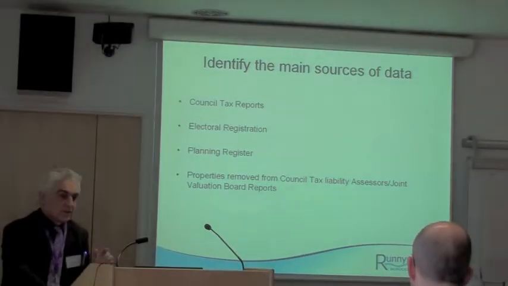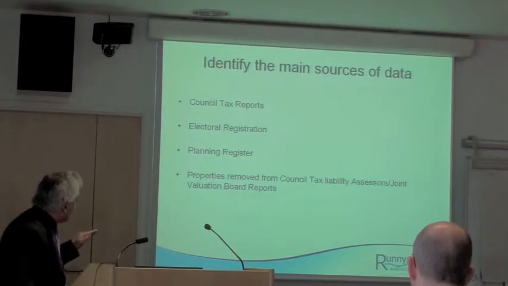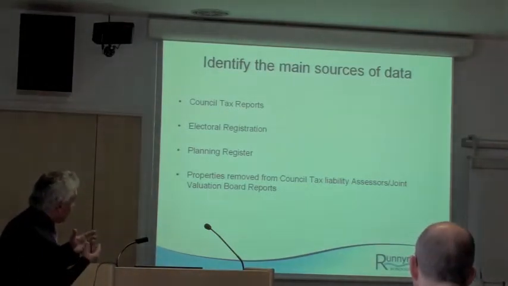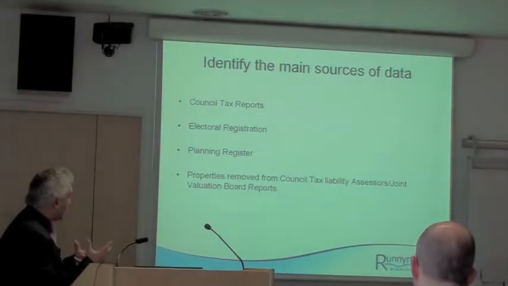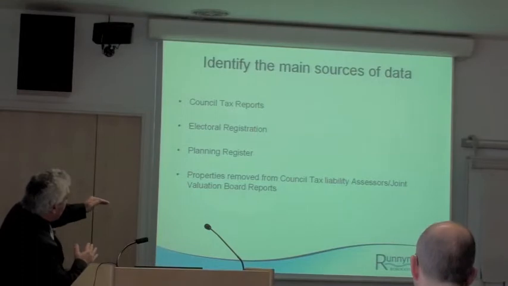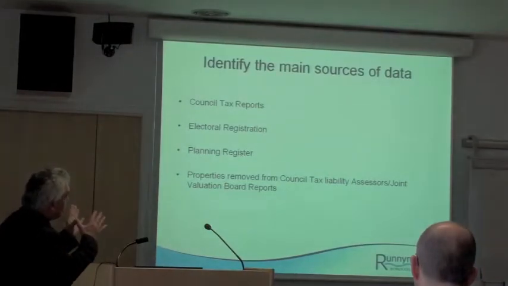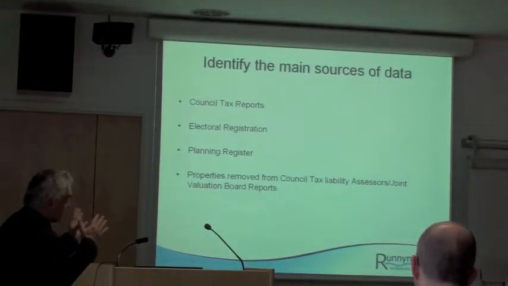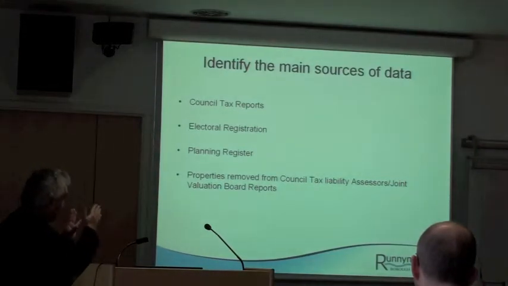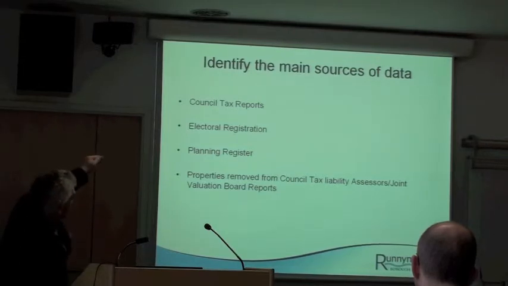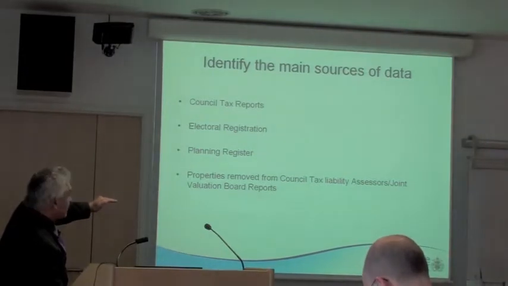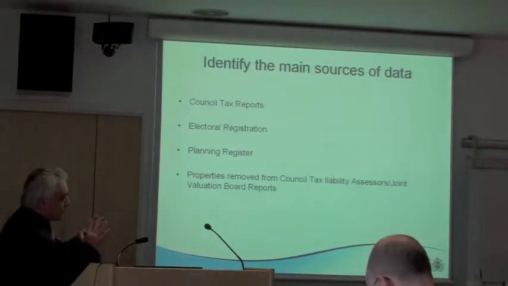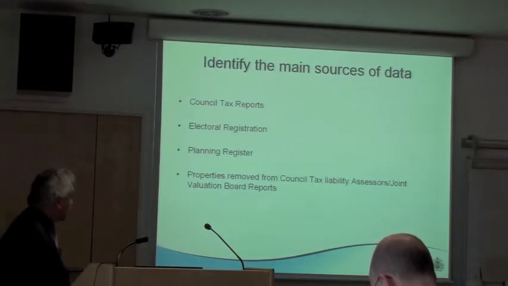Quite often the joint valuation boards in Scotland receive information that says the property can't be occupied, it's beyond economic repair, and that it should be removed from council tax liability. So the assessors, the valuation boards, decide that, and then those properties will not appear on the council tax reports as empty. They'll be removed from all council tax liability, and so that is another source of information.